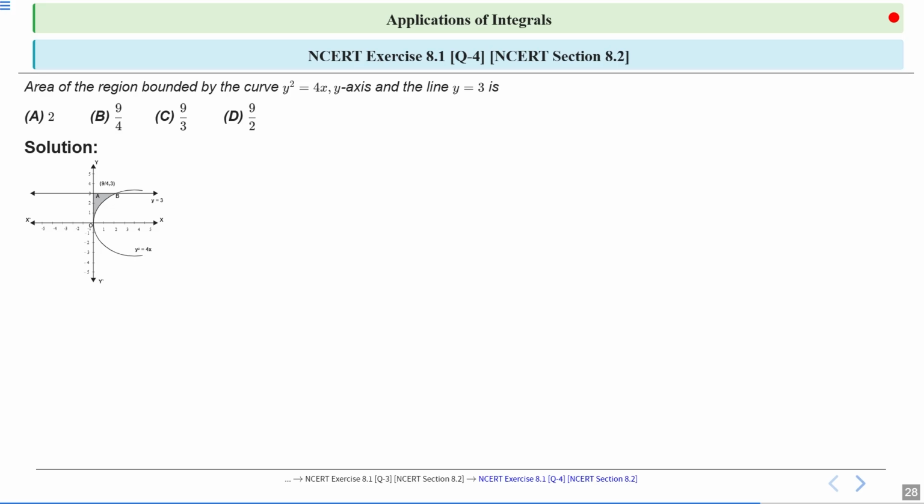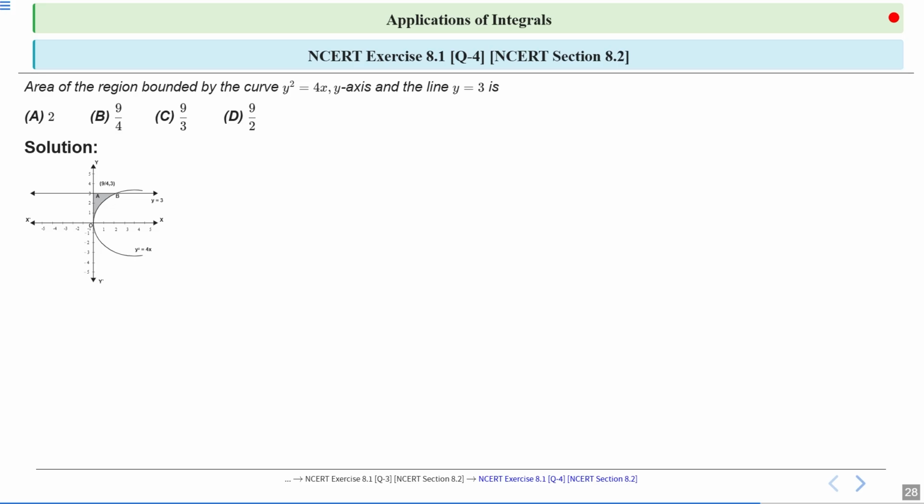To calculate this area, either we can take horizontal strip or vertical strip. So if you take horizontal strip, that is parallel to x-axis, the length of the strip is x and width is dy. So we have to calculate the definite integral of x dy, and also we have to calculate the limit for y. And here y varies, if you take the horizontal strip, from the curve y square is equal to 4x to the line y is equal to 3.